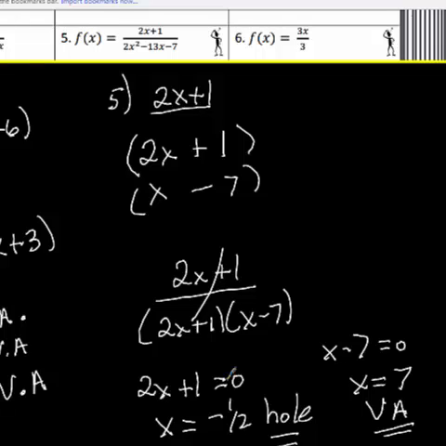There are discontinuities for 4 and 5. For 6, there is no x in the denominator. Nothing in the denominator, so this would be continuous, or there would be none. There'd be no discontinuities for that one.